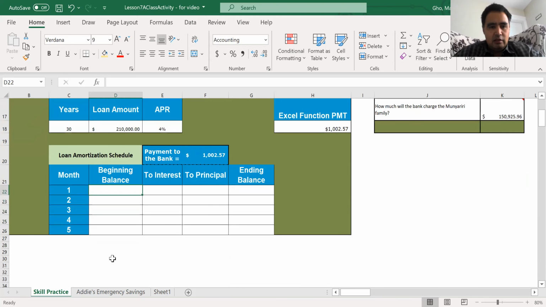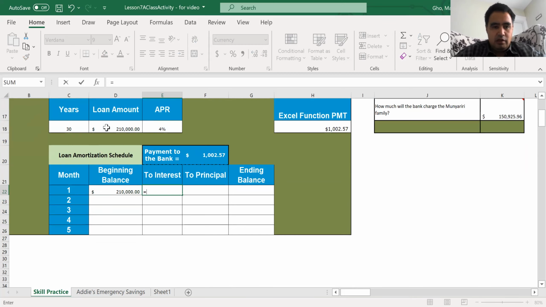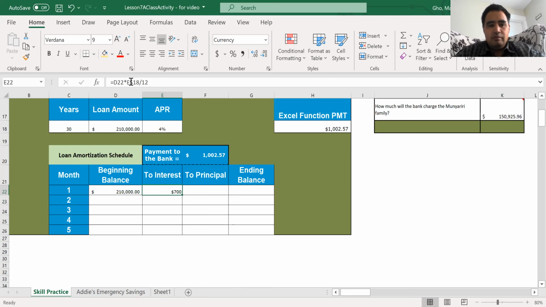Let's start filling out this loan amortization table. The loan amount is the beginning balance. And before you pay down the loan, when you make your payment, the first thing you pay is the interest. The bank always gets their money first. And so that's the beginning balance times the interest divided by 12. And we are going to anchor this cell by putting the $ there in front of the row. And so that first month, when the Munyariris pay just over $1,000, $700 of that is going towards the bank for interest.